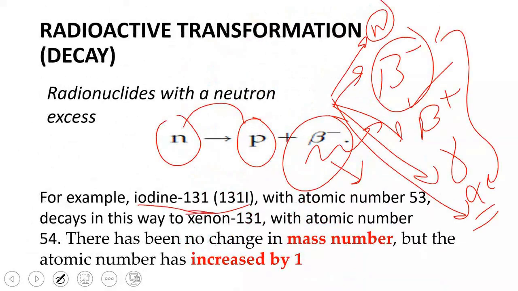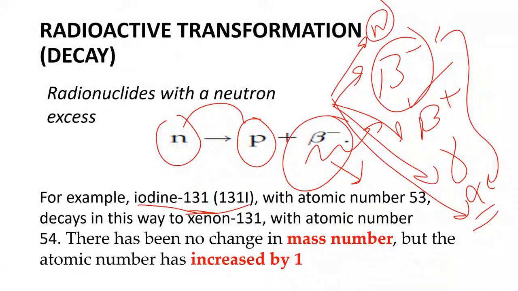Iodine 131, right? So what is the atomic number of iodine? It's 53. So what does this atomic number represent? It represents the number of protons. Now, why did it transform into xenon, which is a different element? Why is it a different element? Because, as I mentioned, there was a change in the atomic number. If the atomic number changes, then you are talking about a completely different element.